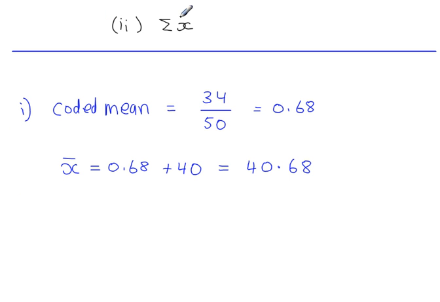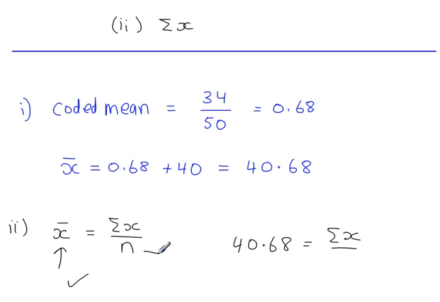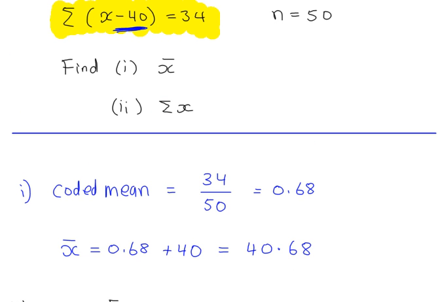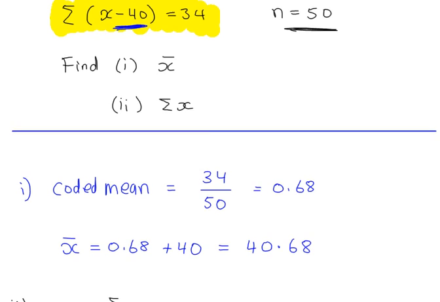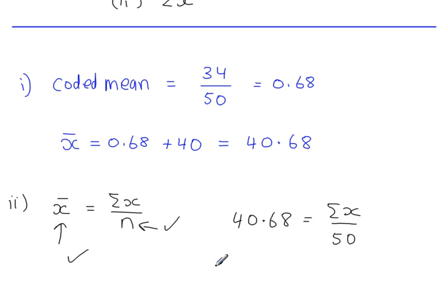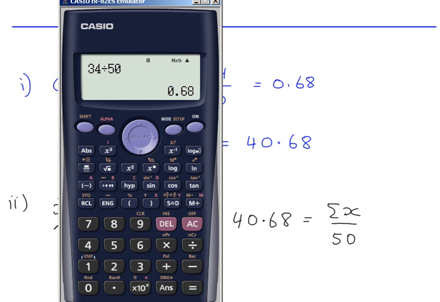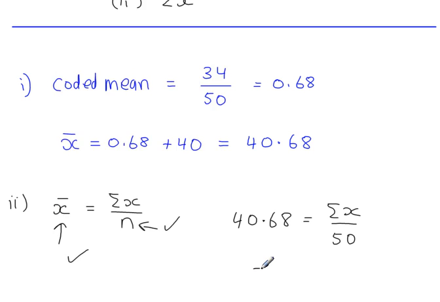The second part, to work out sigma x, we know that the mean is equal to sigma x over n. I know what this is. It's 40.68 is equal to sigma x over n, and n, we know this as well. N is 50. So sigma x is these two multiplied. Okay, so 40.68 times 50, 2034. So sigma x is equal to 2034.